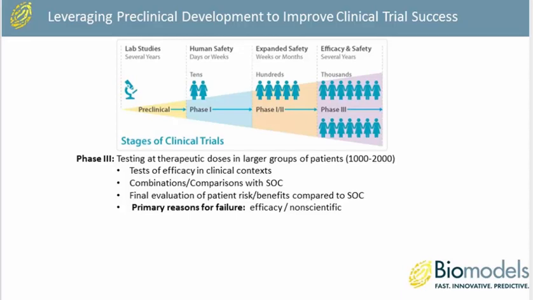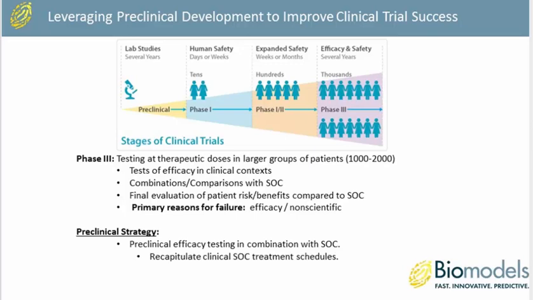For phase three, we're really testing at therapeutic doses in larger groups of patients. We're testing in the clinical context in combination compared with the current standard of care. And it's the final evaluation of patient risk and benefits compared to the standard of care. Primary reasons for failure here are, again, efficacy or non-scientific reasons.